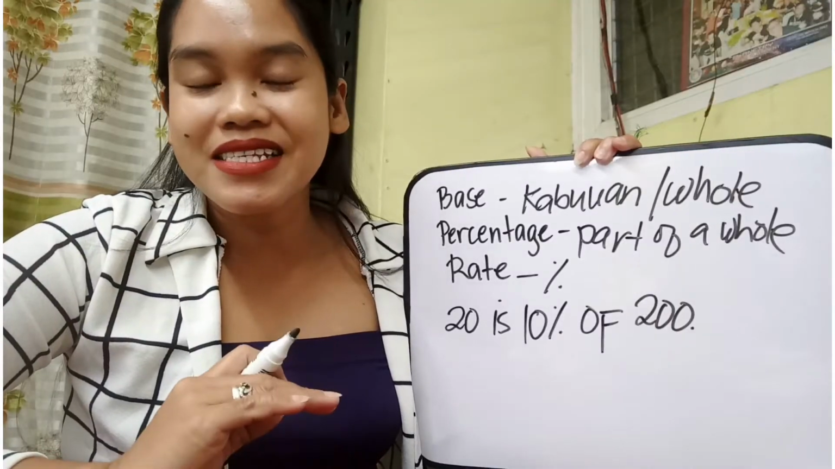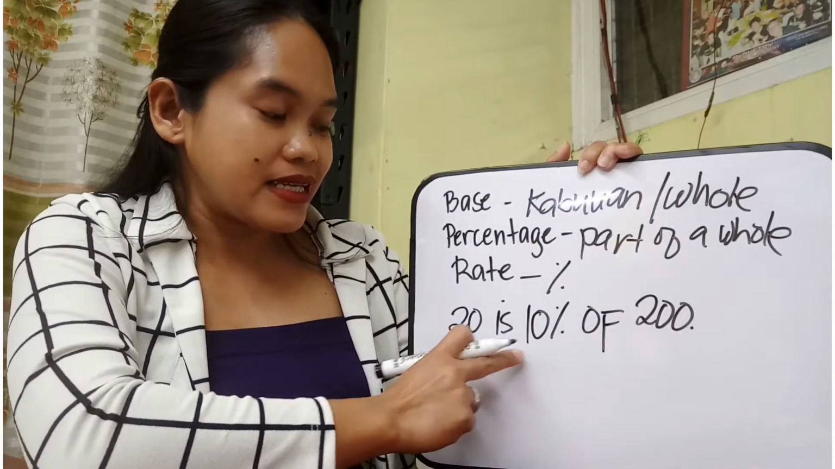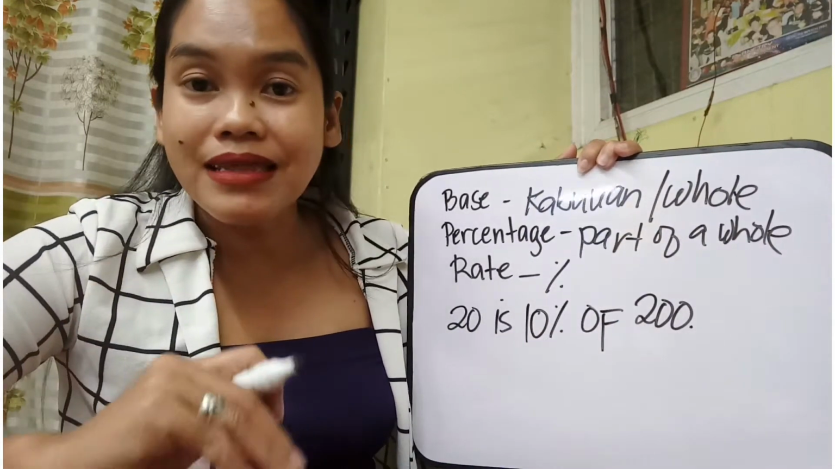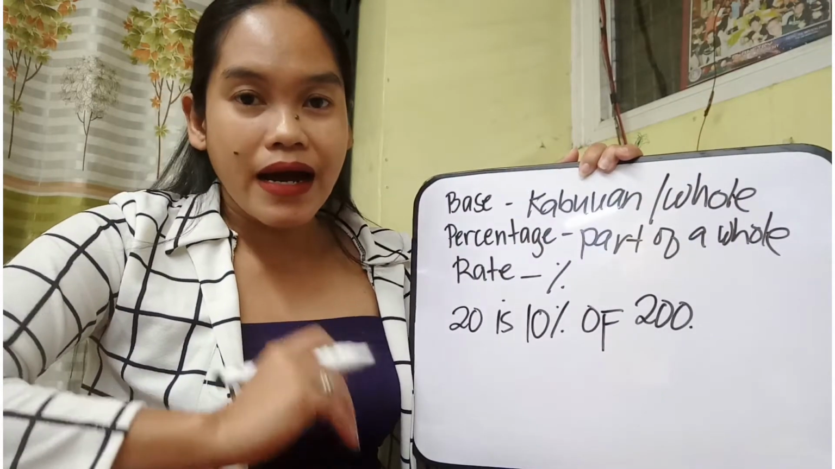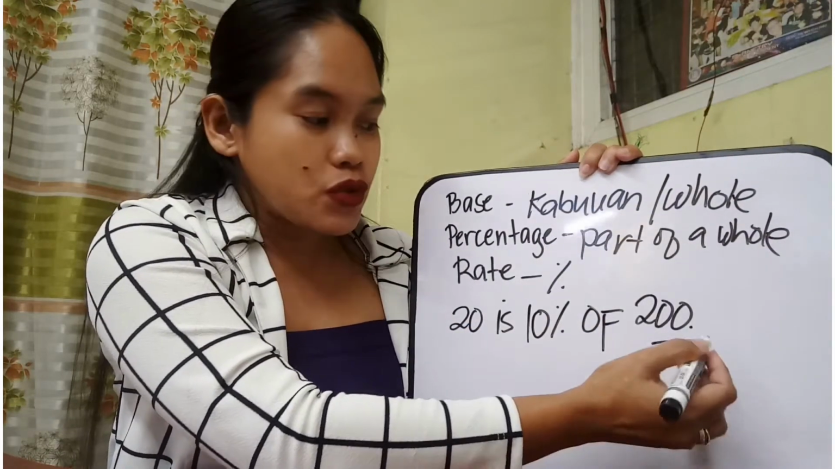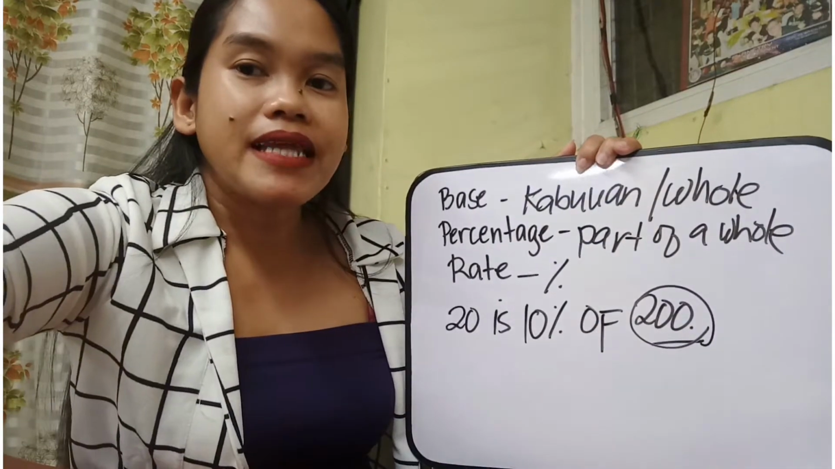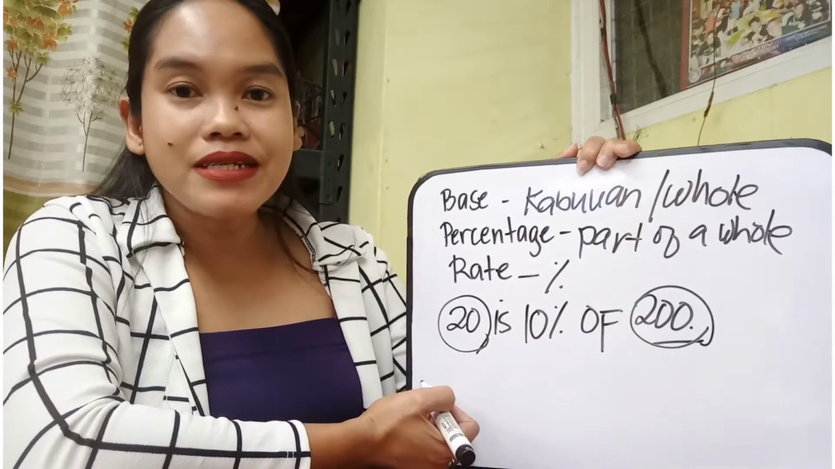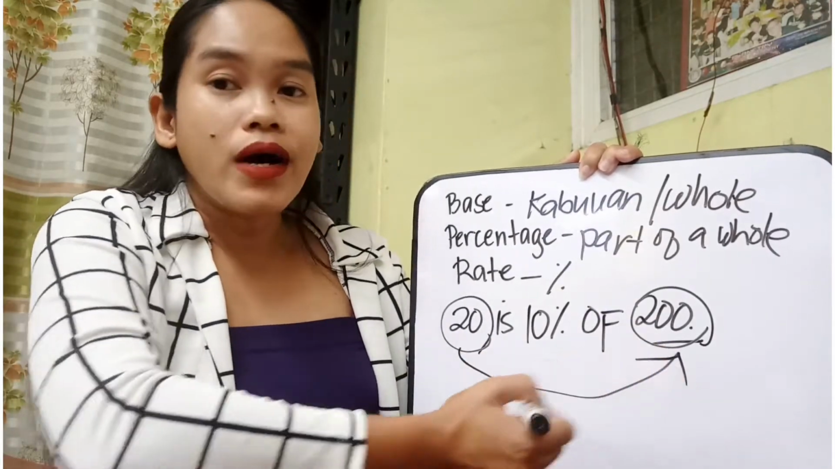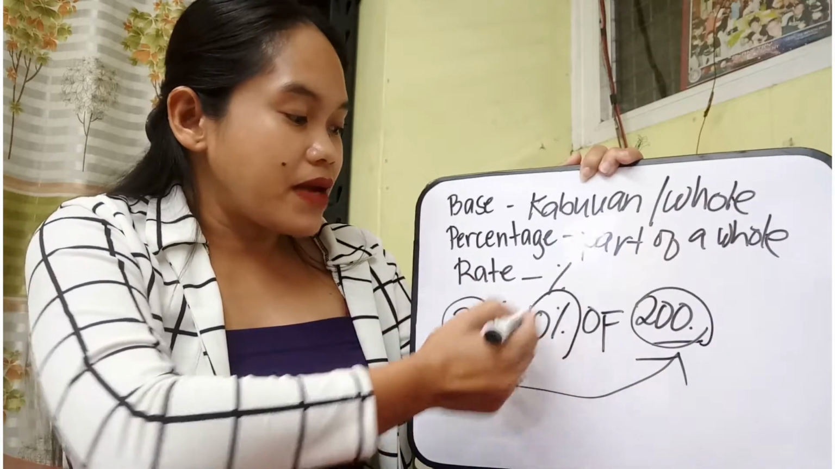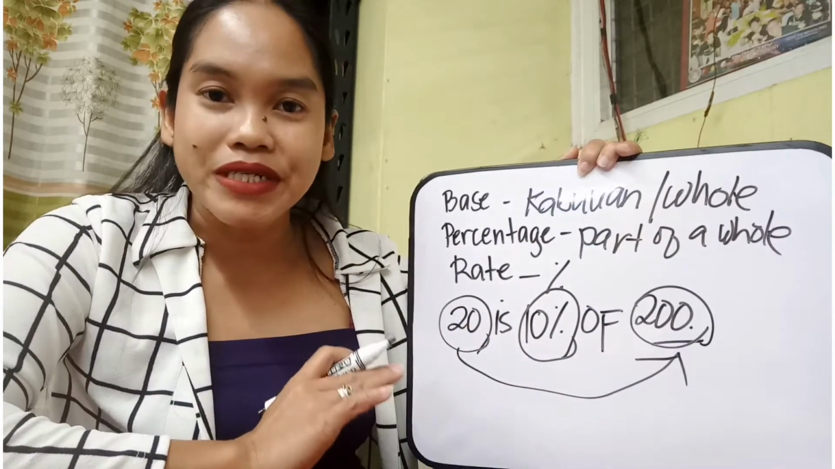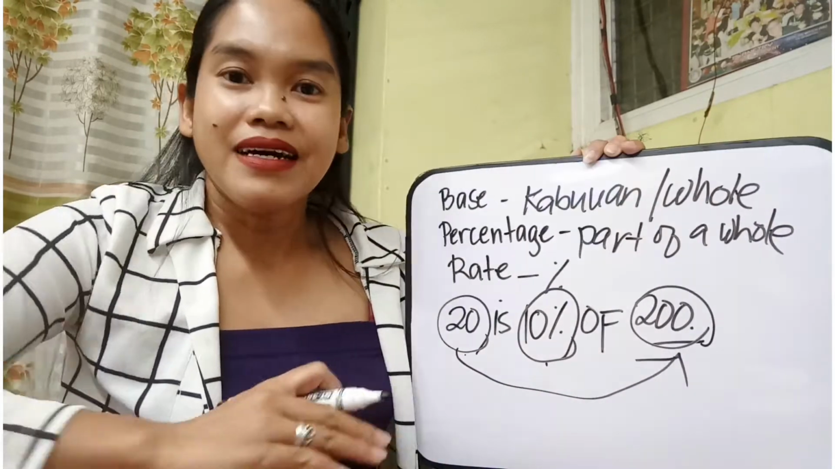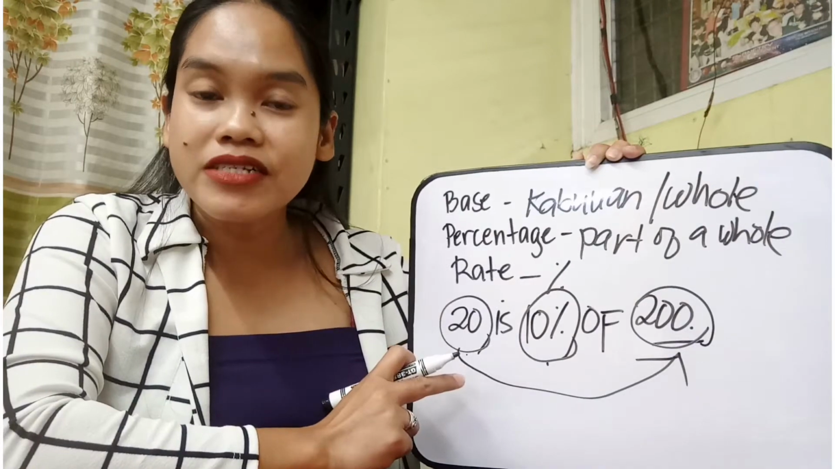Para mas maintindihan natin, let's take this example. 20 is 10% of 200. So, saan si base dito? Ang base natin is itong kabuuan natin na 200. And pagkatapos, saan ang ating percentage or yung part of a whole? Si 20 is ang ating percentage, parte siya ni 200. And then, ang ating rate is ang merong percent sign, which is the 10%. Kailangan alam natin kung saan si base, saan si percentage, and saan si rate.